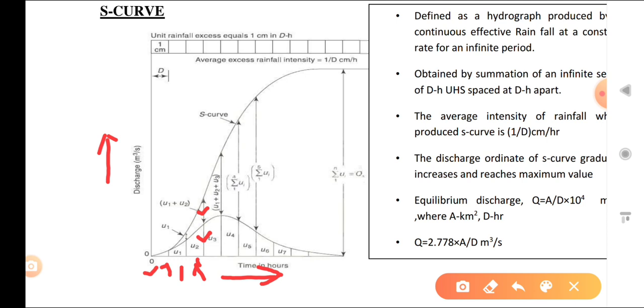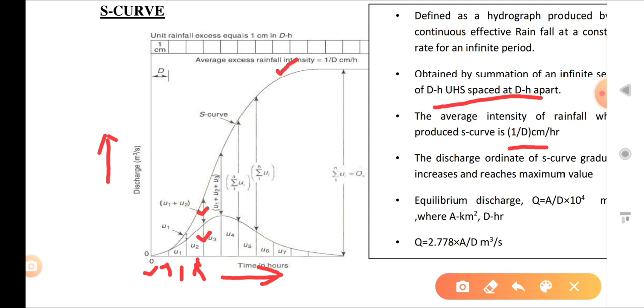So how do we obtain this S curve? It is obtained by summation of d hour unit hydrographs spaced d hours apart. Previously we discussed that the intensity of rainfall is 1 by d centimeter per hour. Now in that graph, initially the discharge increases and at some time it attains the maximum value.